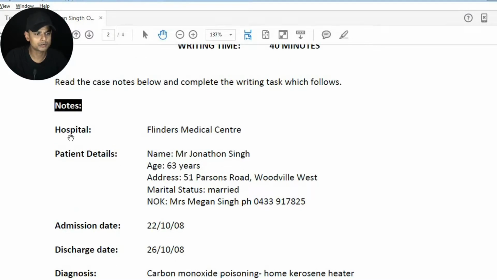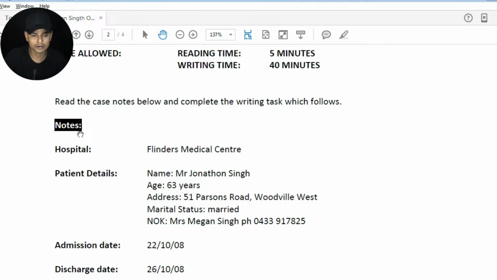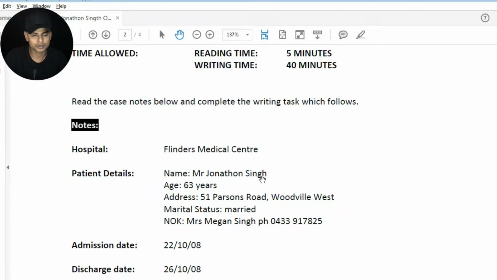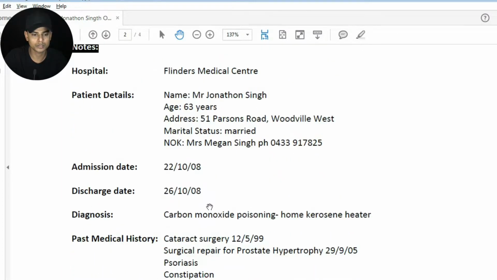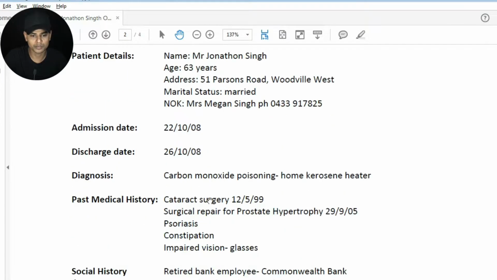The patient's name is Jonathon Singh. Hospital, Flinders Medical Center. Details are given here. Admitted on 22nd and is getting discharged on 26th. Diagnosis is carbon monoxide poisoning from home kerosene heater.